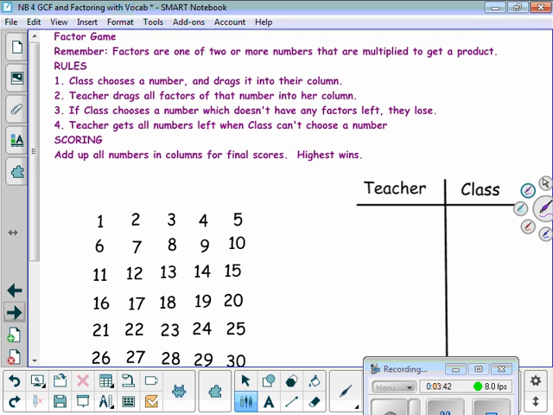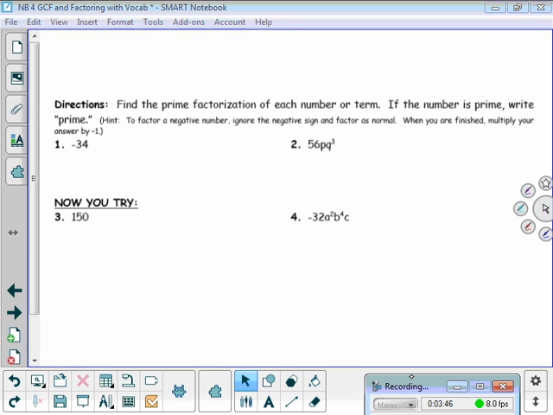So, here's my game. We're going to pause for the game. Okay, here we go.